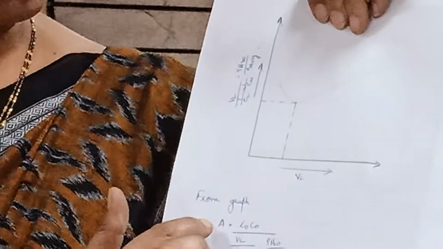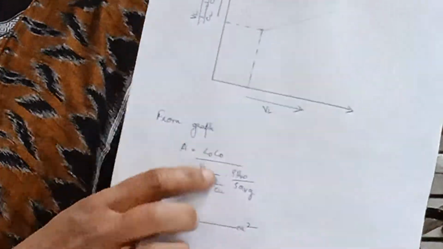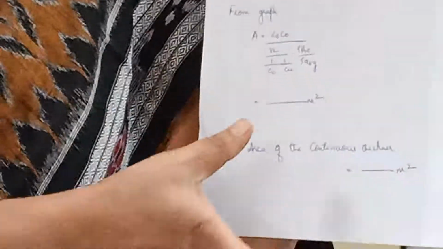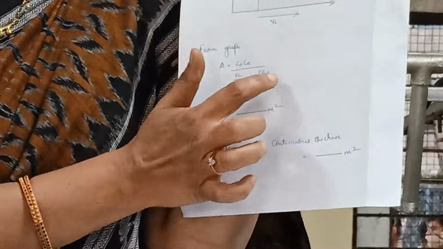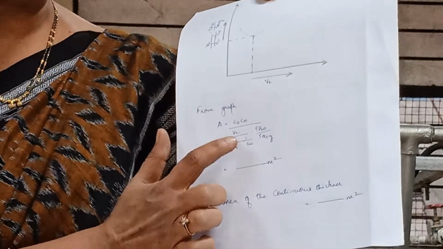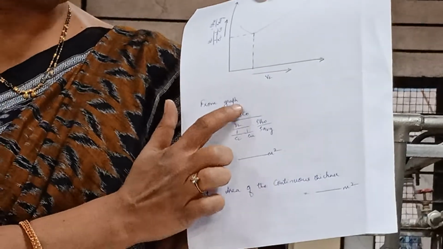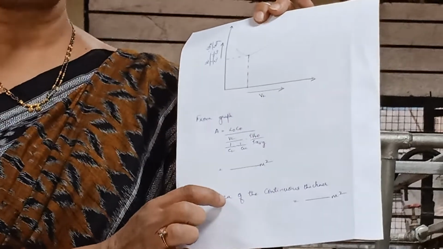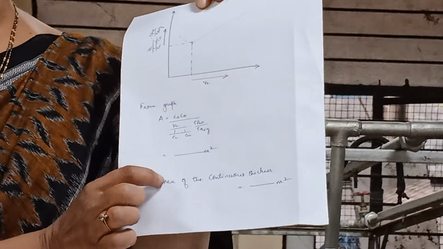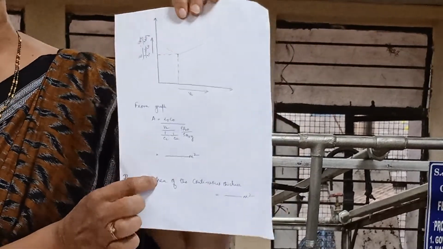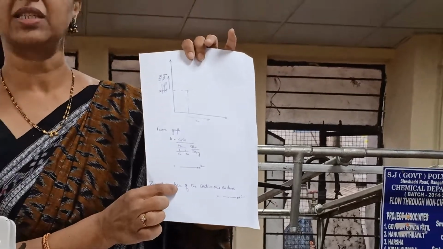So A is equal to L naught into C naught divided by Q by A. L naught into C naught is what? That is what you have to concentrate to 150 tons per day. For that you have to put here, and the denominator value is from the graph. So by putting these values from the graph and from the calculated values, you will get the area of a thickener. So that was what we wanted as the aim in our batch sedimentation experiment.